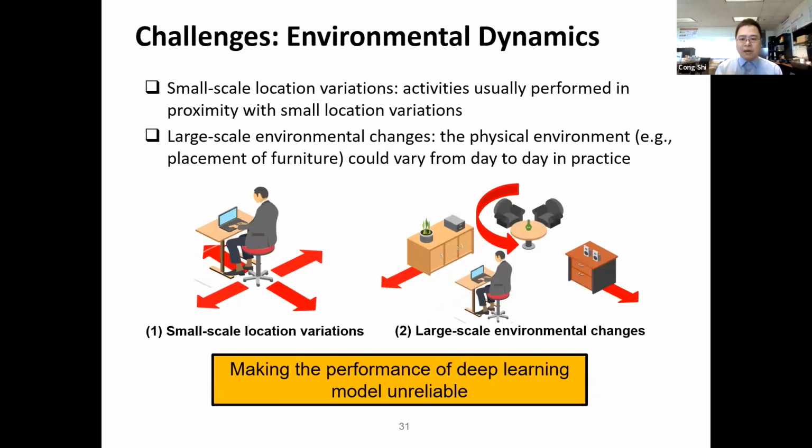To realize reliable wireless sensing with deep learning, we also face two important challenges. The first, when the users may conduct the same activity at proximate locations with small location variations. Second, the status of the physical environments, such as the placement of the furniture and home appliances, can vary from day to day. Both small-scale location variations and large-scale environment changes can lead to change of fluctuation patterns in the fine-grained Wi-Fi measurements, thereby causing the deep learning model unstable.